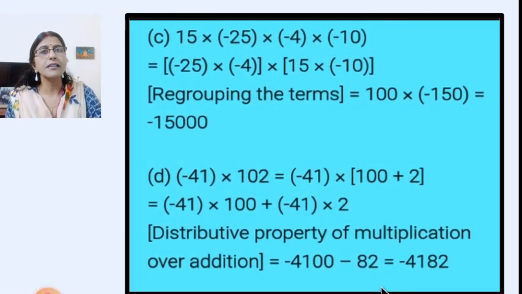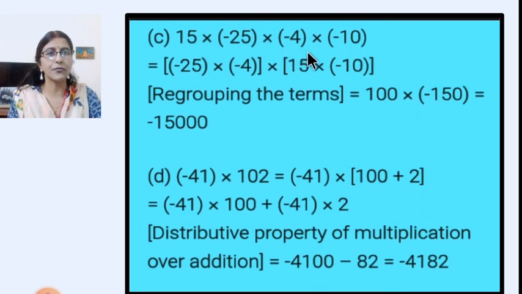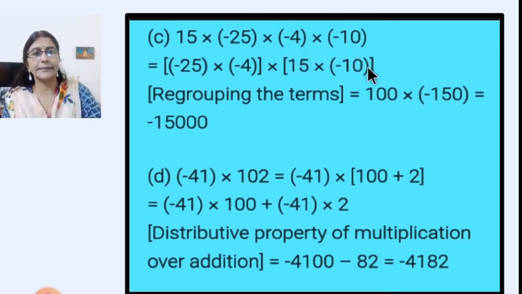Now next is C part, 15 into minus 25 into minus 4 multiplied by minus 10. Now this again we will regroup or rearrange. See here, minus 25 into minus 4 is taken together and you can enclose it in a bracket multiplied by. Now these two are again taken together, 15 multiplied by minus 10. So we have grouped them. And why we have grouped them? So that we can work out easily.